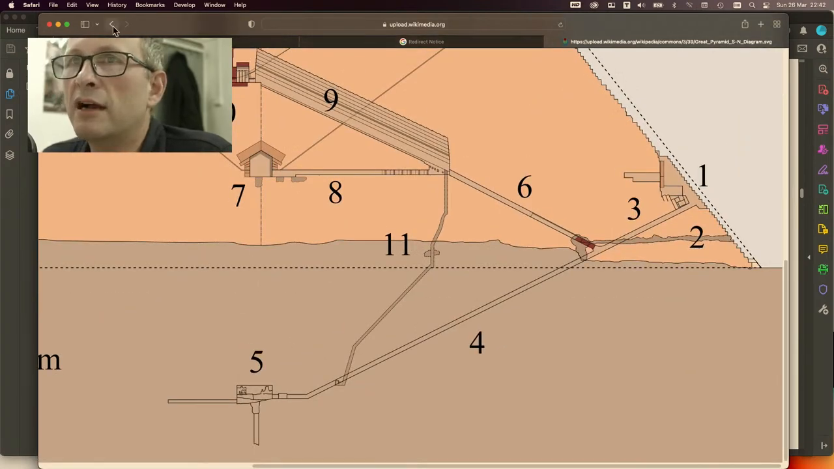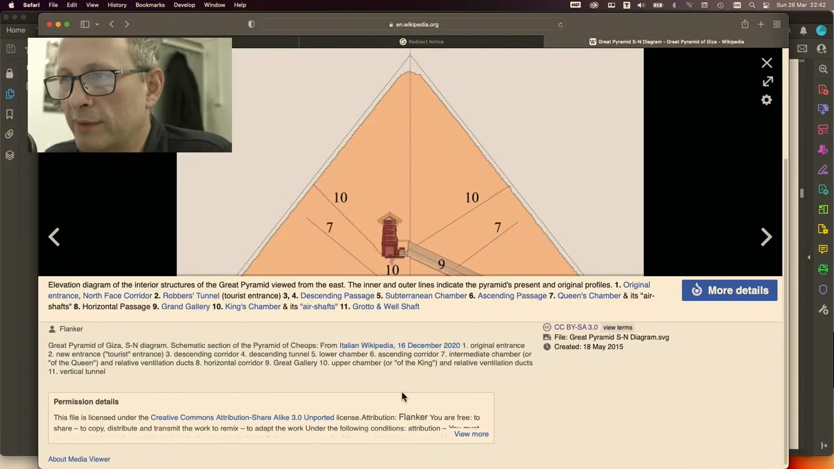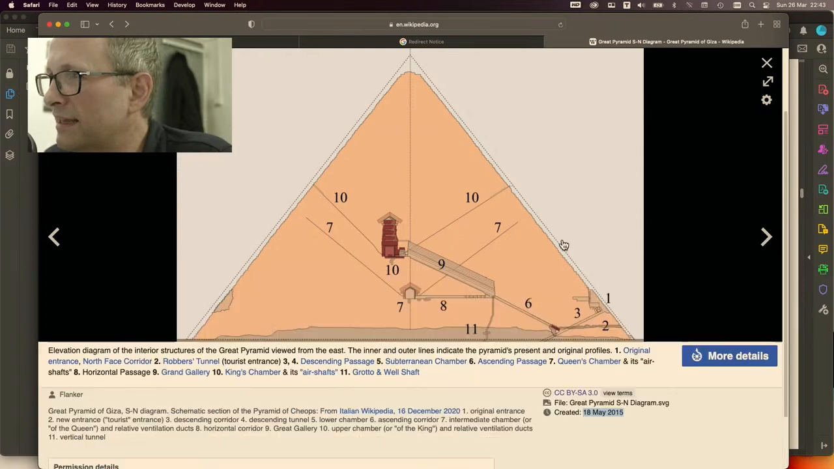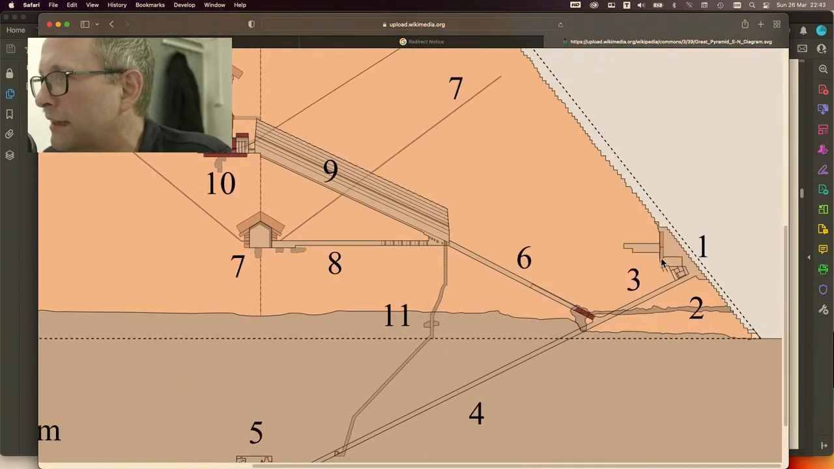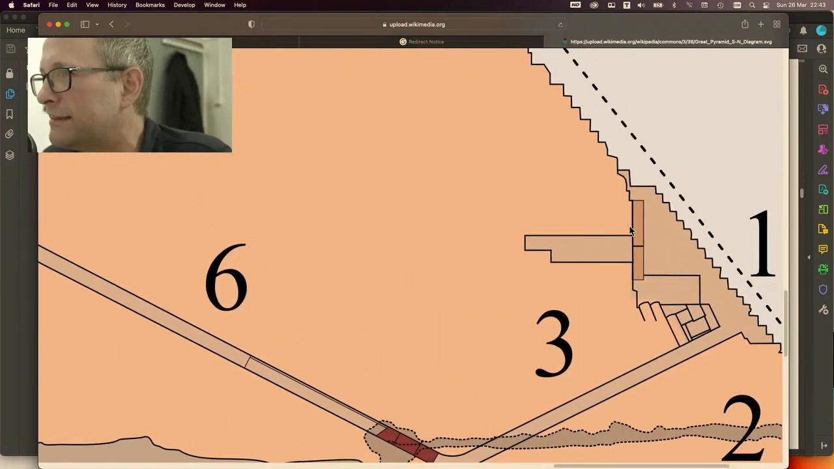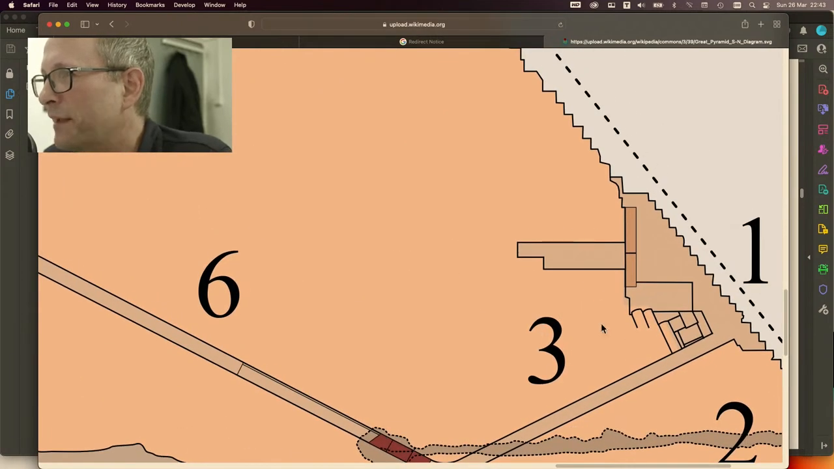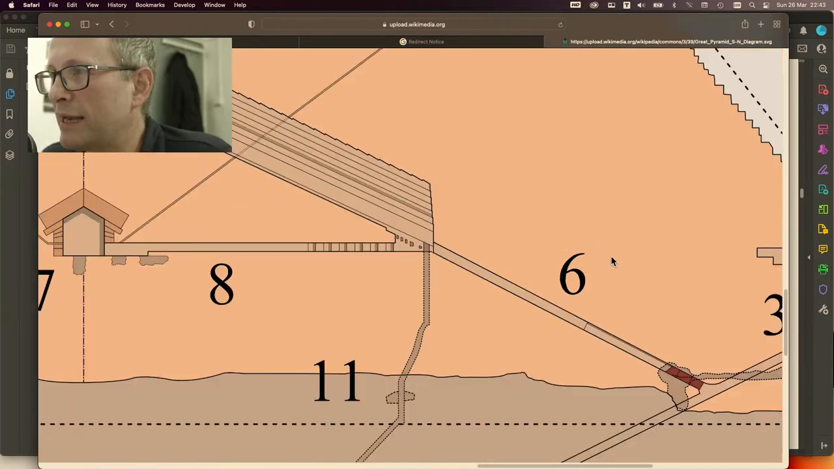Now, could they have updated the image because they've inserted this? Okay, so I went into the document here and it says this is created 18th of May 2015. I said, well, that can't be true because it's actually got this chamber here, unless there's a bit of a Mandela effect going on. There's definitely this thing here, okay? Anyway, I wasn't dwelling on that too much.